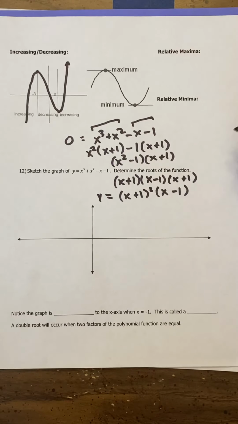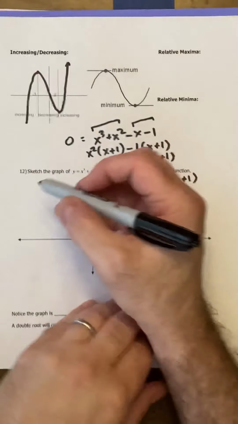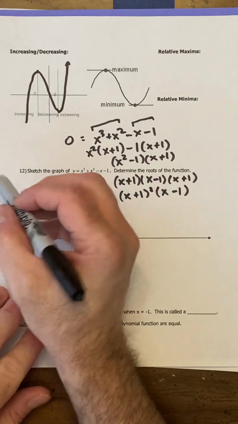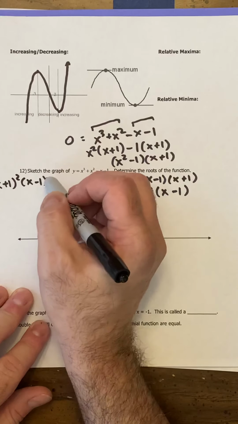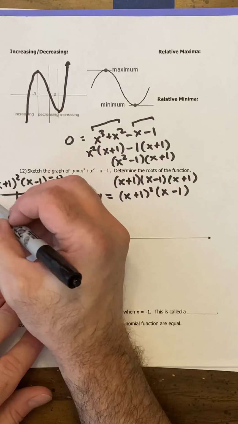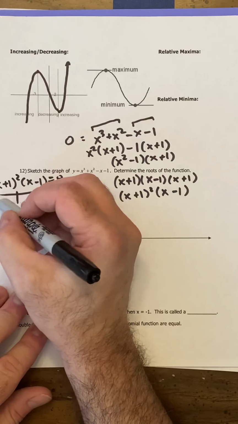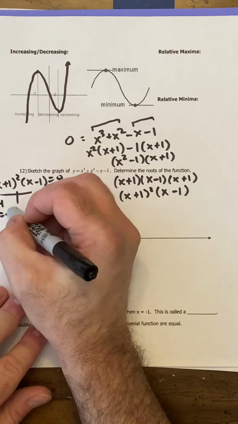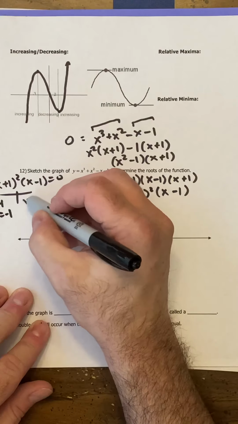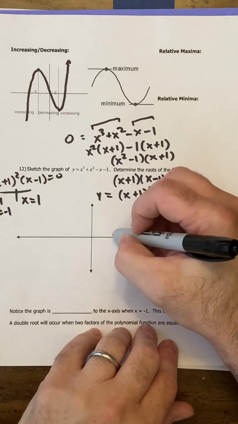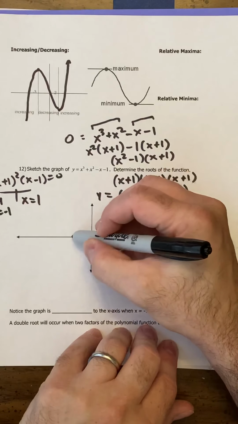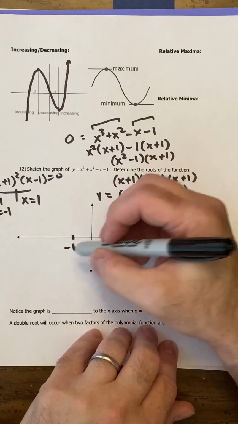Now the roots are at, let me rewrite this. We got x plus 1 squared, x minus 1 equals 0. So at x equals negative 1 is a double root. X equals positive 1 is a single root. So we have a single root at positive 1 and a double root at negative 1.